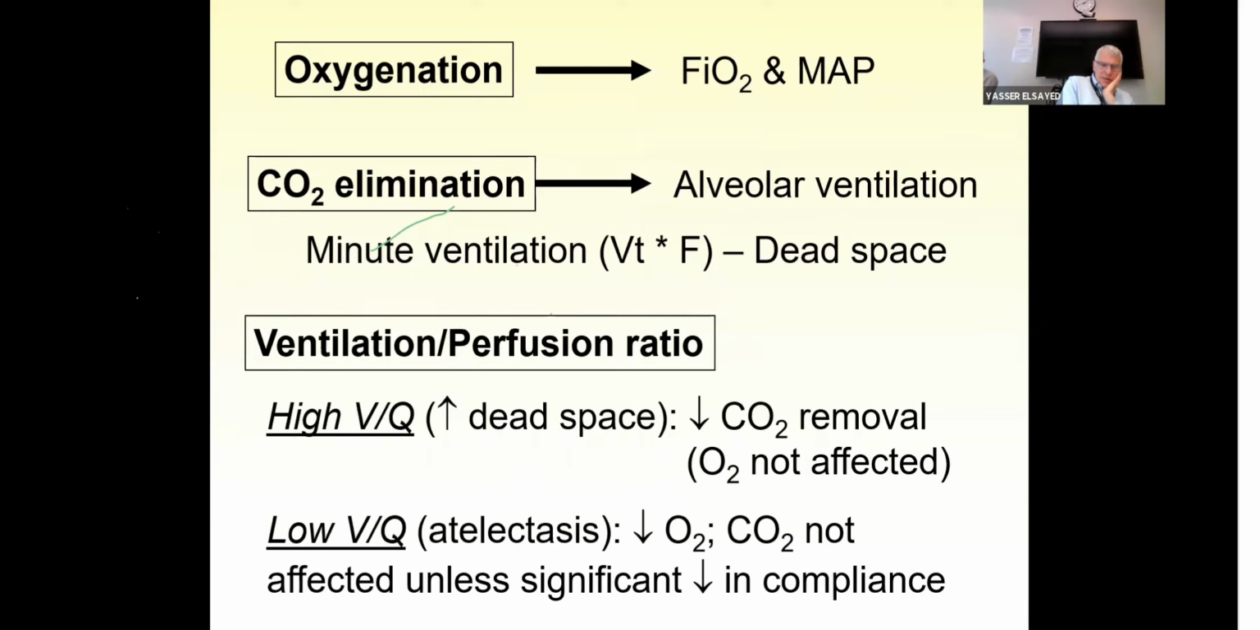Then you usually have atelectasis. In this case, the most important element affected is oxygenation. You have decreased oxygenation, usually because you have a right to left shunt inside the alveolus. In these cases, CO2 usually is not significantly affected unless the atelectasis is very severe and you have a decrease in compliance as a consequence of those atelectasis. In that case, then you end up with CO2 problems.